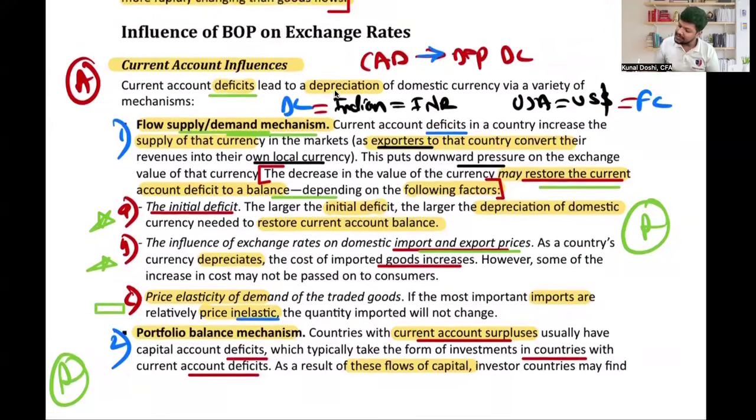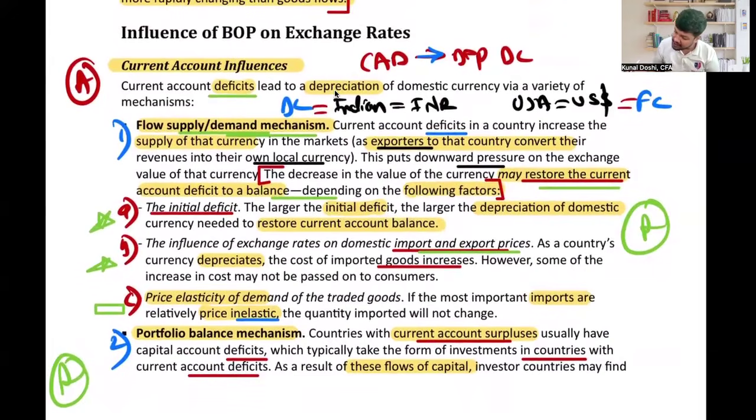The portfolio balance mechanism says that a country with a current account surplus usually has a capital account deficit, right? And vice versa. So this is the reason that eventually it will balance out. Okay, so you should not be concerned about a high current account deficit, because that will be compensated by a capital account surplus. That's the flow of capital concept. Understood?